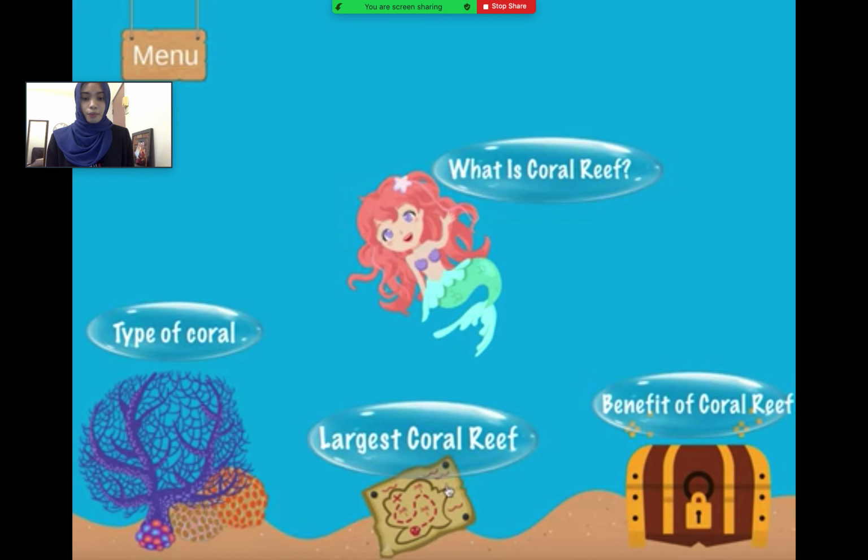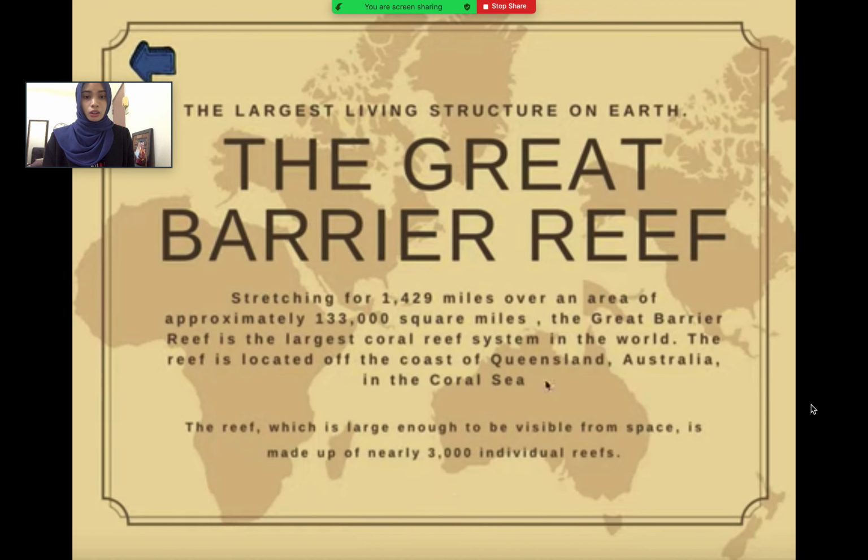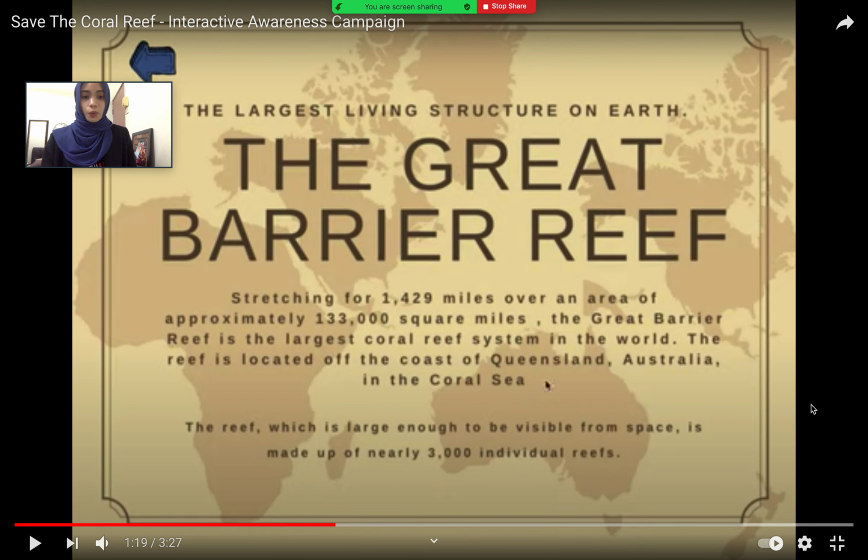I use the map metaphor to show user where the largest coral reef is located. Where you can see here, it is located in Australia.